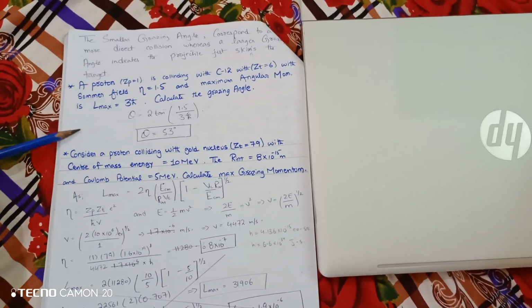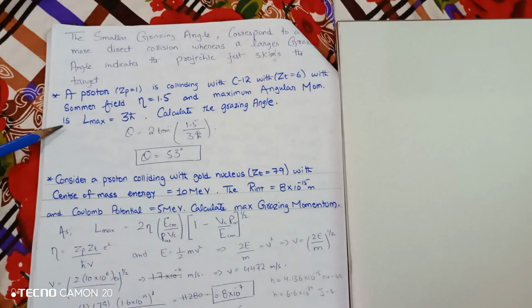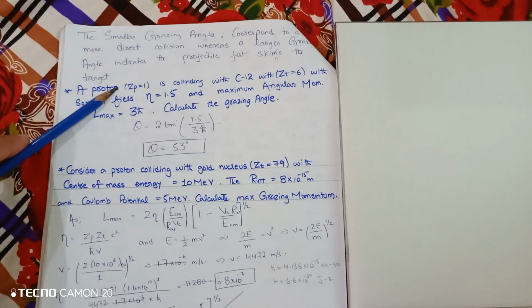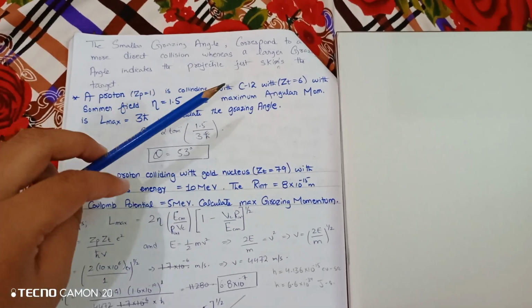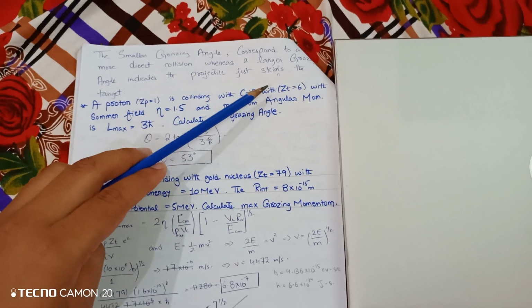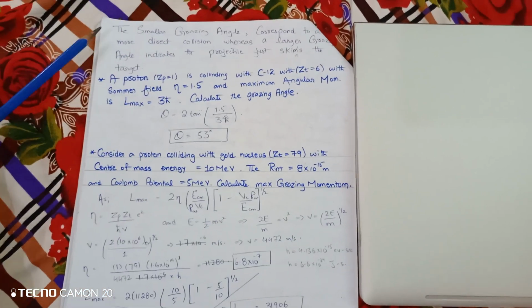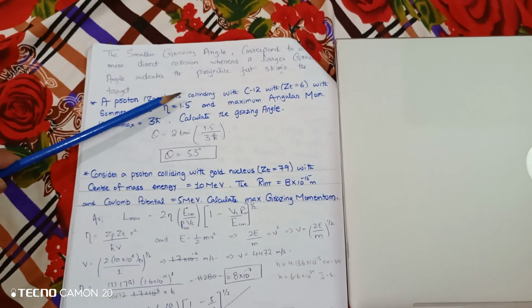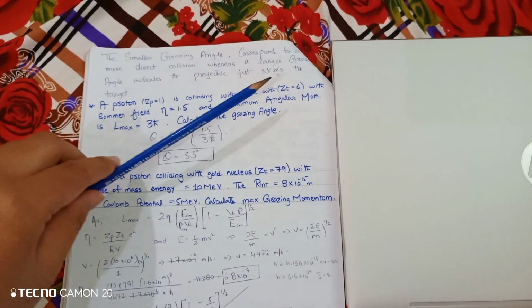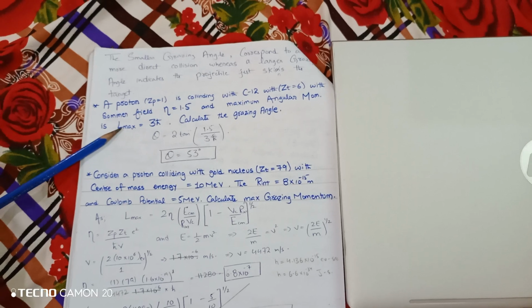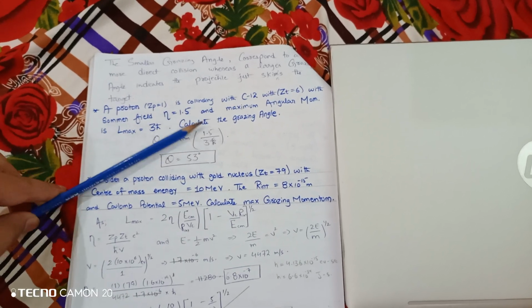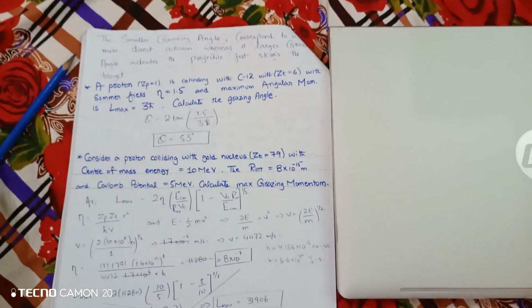Here is a problem related to the grazing angle. A proton with Zp equals 1 is colliding with a carbon target with atomic number Zt equal to 6. The Sommerfeld parameter is given as eta equals 1.5, and the maximum angular momentum is given as 3 h-bar. Calculate the grazing angle.